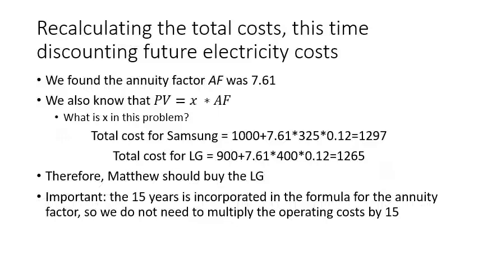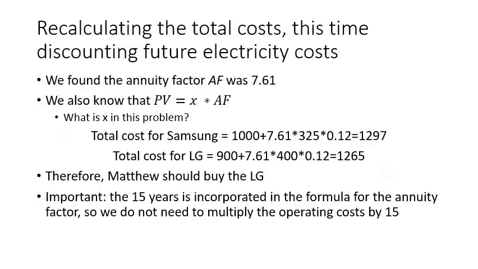So the total cost for the Samsung is $1,000 for the upfront cost of purchasing the refrigerator, plus the annuity factor times the kilowatt hours, 325, times the price per kilowatt hour, 12 cents, which is equal to $1,297. So the total cost for the Samsung, considering discounting, is $1,297. The total cost for the LG, on the other hand, is equal to the upfront cost, $900, plus the annuity factor, times 400, which is the kilowatt hours of electricity used for this refrigerator, times the price of electricity, 12 cents per kilowatt hour, which is equal to $1,265. Therefore, considering discounting, Matthew should buy the LG.